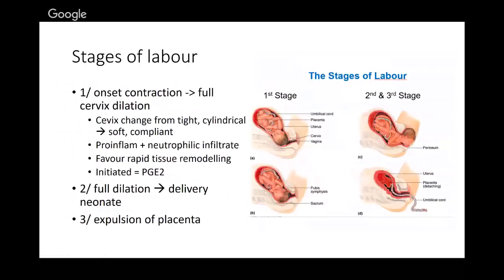All right, so the stages of labor, there are three stages. Three stages, that's the takeaway message. You have an onset of contraction, which then leads into cervix dilation. And after that, when you have full dilation, is the delivery stage. And after that, finally, you have the expulsion of the placenta. Okay, and the process of cervix dilation is initiated by prostaglandin, so PGE2.